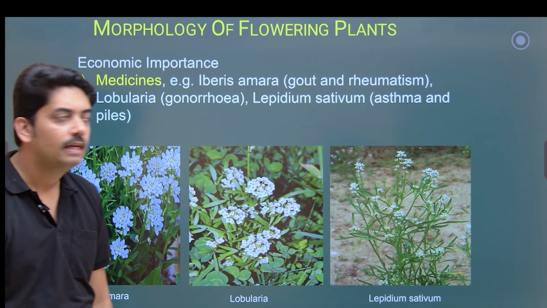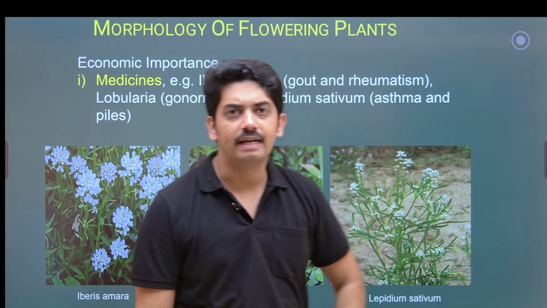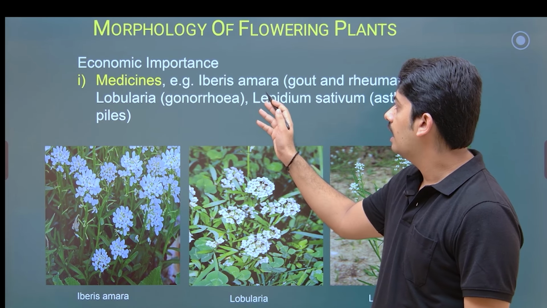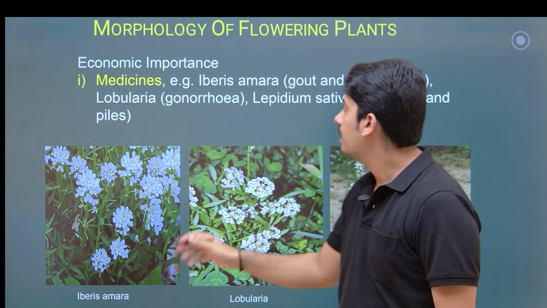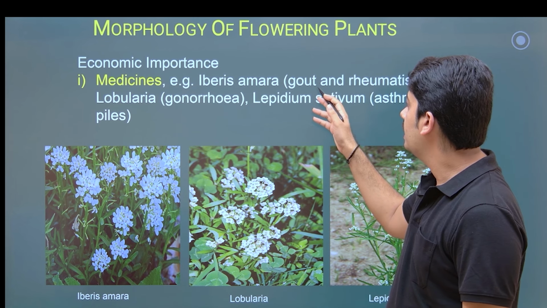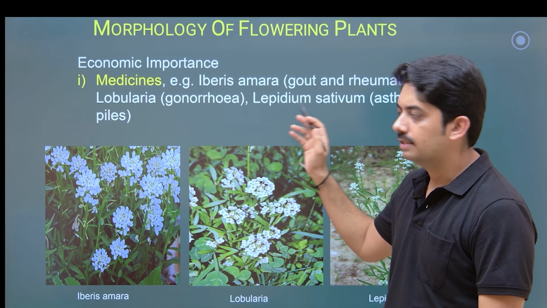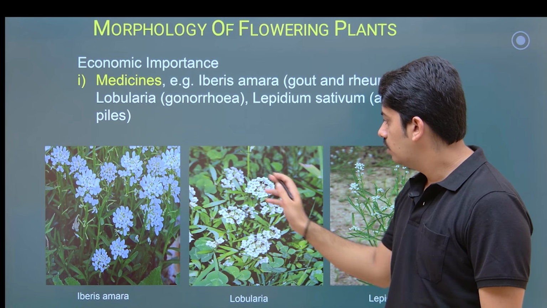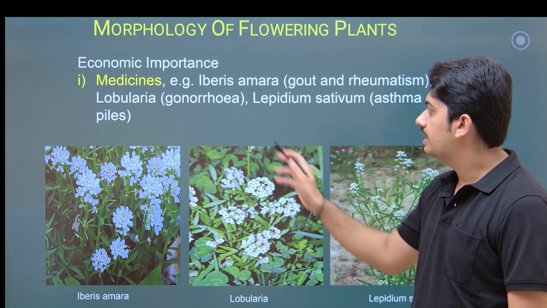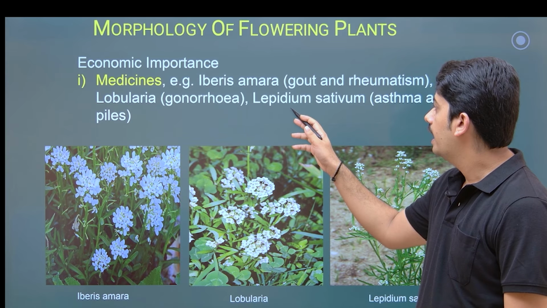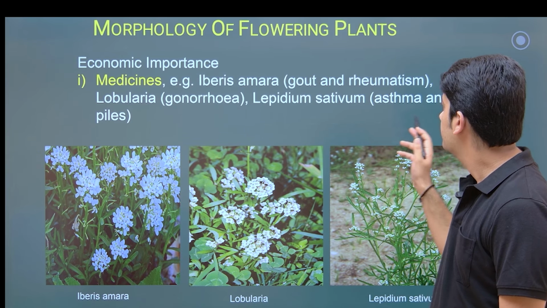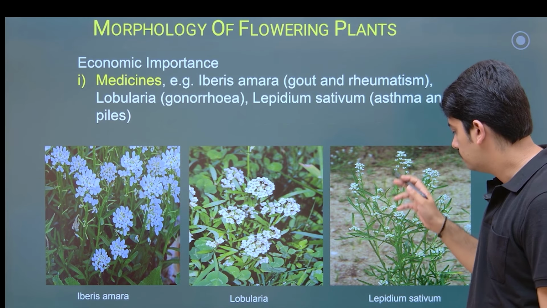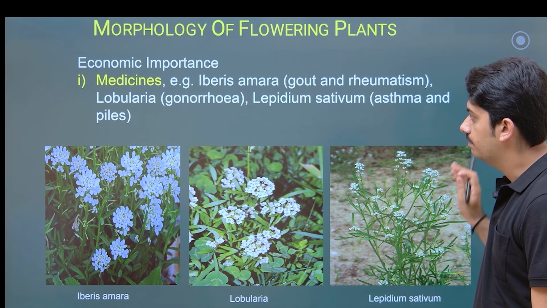Brassicaceae family. Likewise, some of them have medicinal importance. That is Iberis amara. This is Iberis amara, used in treating gout and rheumatism. Lobularia. This is the Lobularia plant, used in treating gonorrhea, and Lepidium sativum, used to treat asthma and piles. This one, Lepidium sativum.